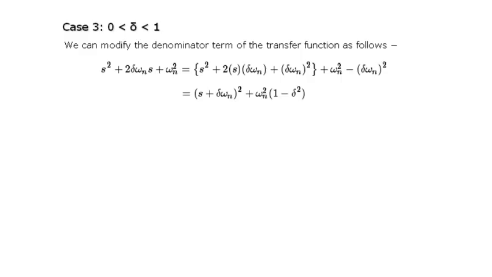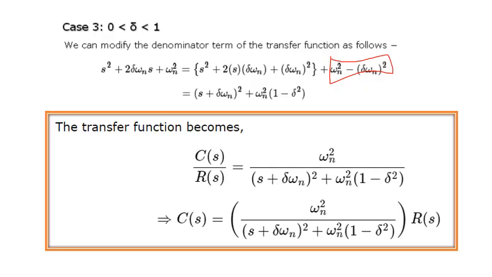So when I add and subtract, I can group this expression as (s plus zeta omega n) whole square plus omega n square into (1 minus zeta square). I take omega n common in both the expressions. Now I substitute this value in my transfer function equation. C of s by R of s will become omega n square divided by (s plus zeta omega n) whole square plus omega n square into (1 minus zeta square).